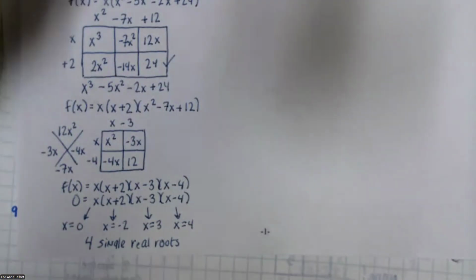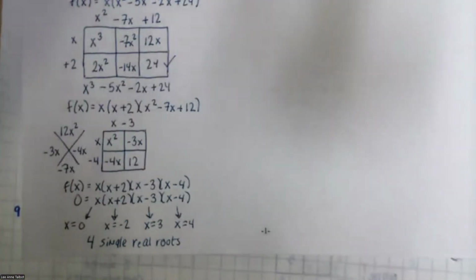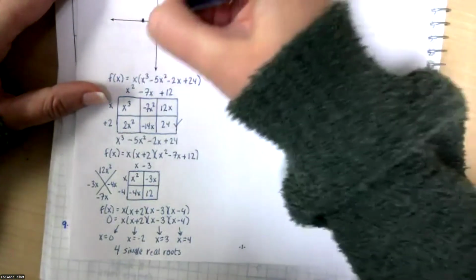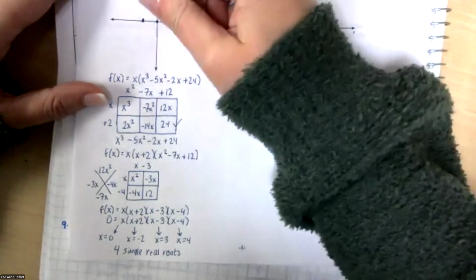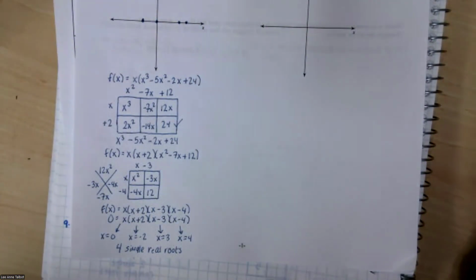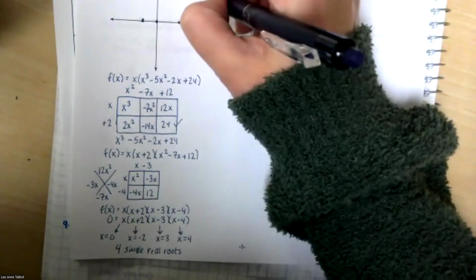Okay, so I'm going to go up to my graph and graph 0, -2, 3, and 4. I don't know if I'm going to fit it on the screen. 0, -2, 3, and 4, we'll say. This is a degree 4, positive A.